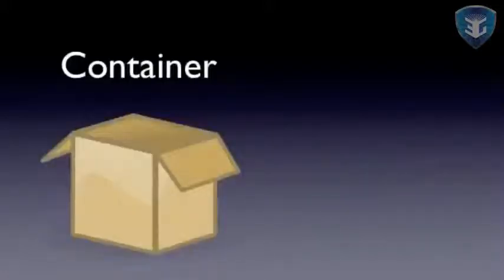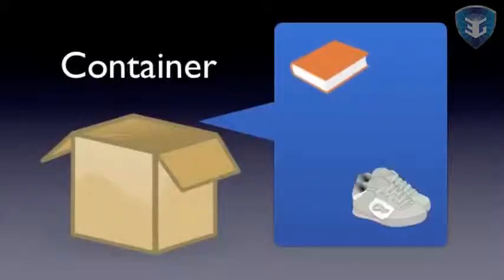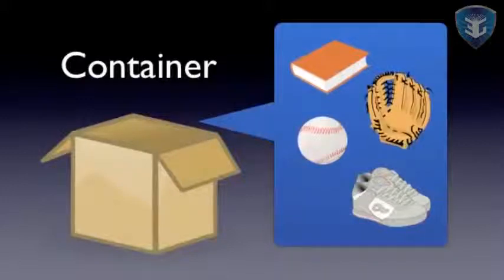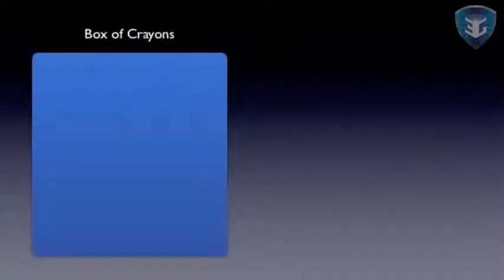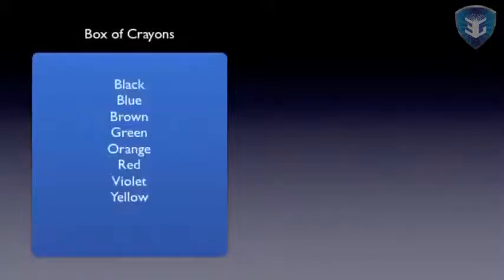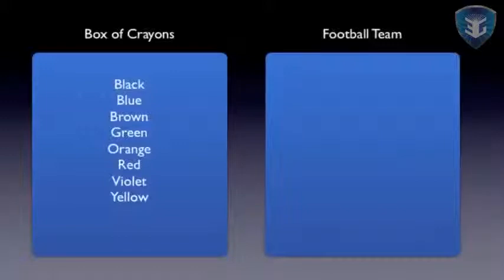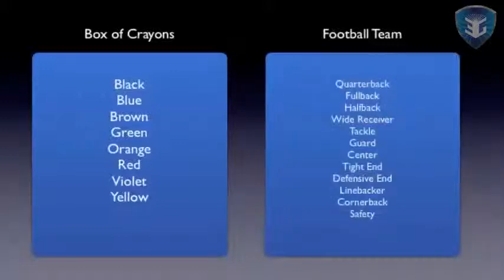And as a container, a set contains objects. In discrete math, these objects are usually referred to as elements. An example of a set can be just about anything, such as a box of crayons. In this case, each crayon is an element of the set box of crayons. Another example would be a football team. In that case, the football team is a set and each player is an element.